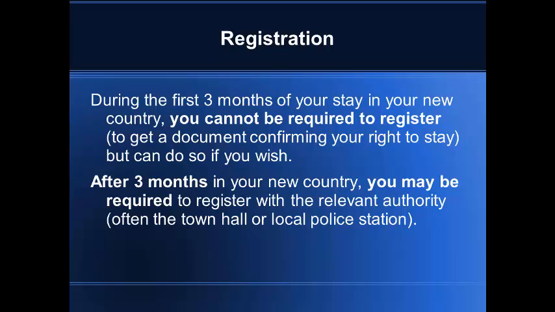Registration. During the first 3 months of your stay in your new country, you cannot be required to register to get a document confirming your right to stay, but you can do so if you wish. After 3 months in your new country, you may be required to register with the relevant authority, which is often the town hall or the local police station.